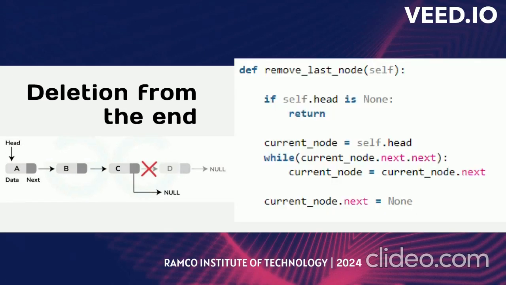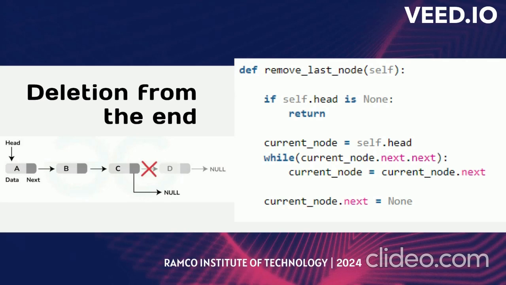So this is the coding for deletion from the end. In every function, initially I check whether the list is empty or not, because in an empty list we can't delete. So I'm checking whether self.head is None. If it is None, I will simply return, or else I will do the remaining processing. Storing the head value in the current node, then while current node dot next, I'm checking here.